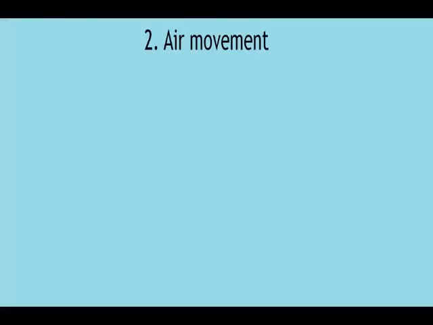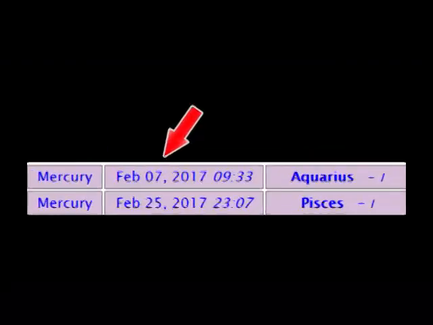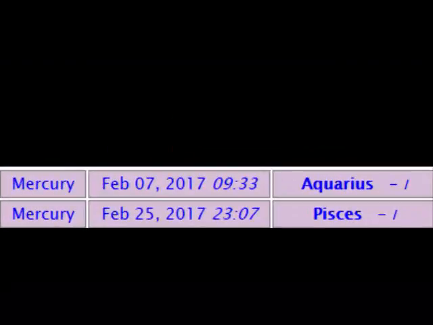Next, we have the air movement chart, and we have to ask ourselves, when was the last time that Mercury entered a new sign, moving either direct or retrograde? With respect to February the 10th, 2017. And then we erect a chart for that moment. It happened on February the 7th at 9:33 GMT.